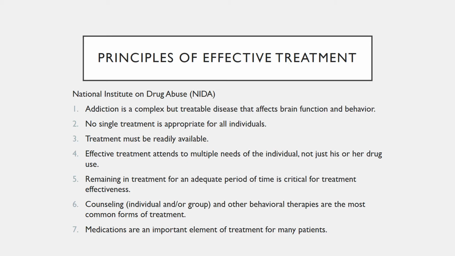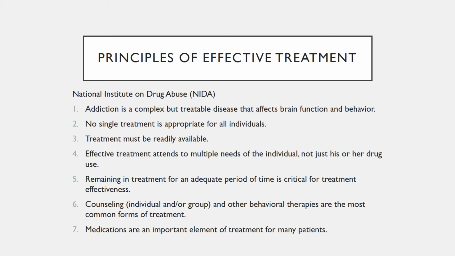The fourth is that effective treatment attends to multiple needs of the individual, not just his or her drug use. This is the idea behind the secondary goals that we talked about. So there may be other medical, psychological, social, vocational, or legal issues that that person entering treatment might be experiencing. And for that to be addressed in treatment is really important and can help increase the successful outcomes. It's also important that that treatment be appropriate to that individual's age, gender, ethnicity, and culture. So having that sort of relevance also increases the effectiveness.